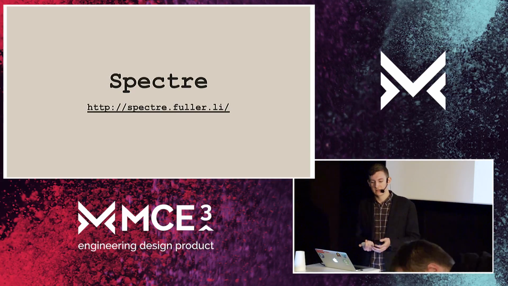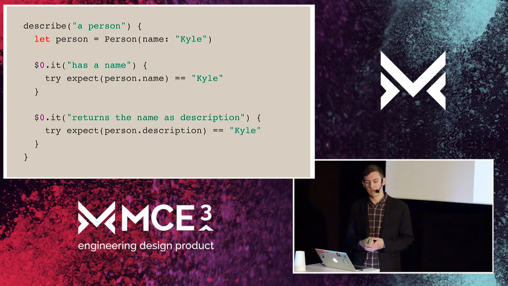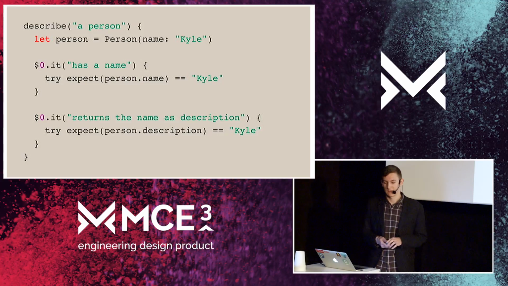There are a couple of ways. There's Spectre, which is a behavior-driven development framework I built, and it's a test runner for Swift. So it's more than a testing framework, it's also a test runner. Using the BDD style, you can write straightforward tests in Swift. These work on Linux, I might add.